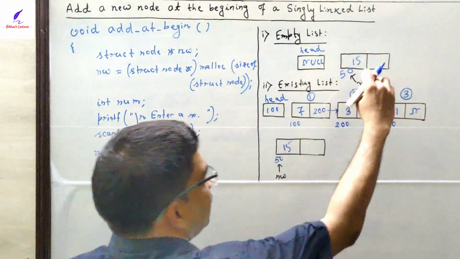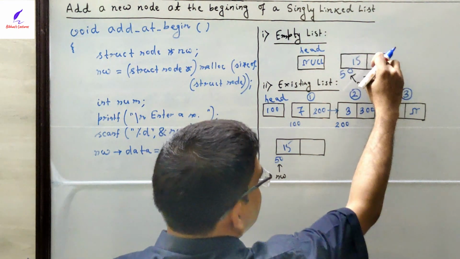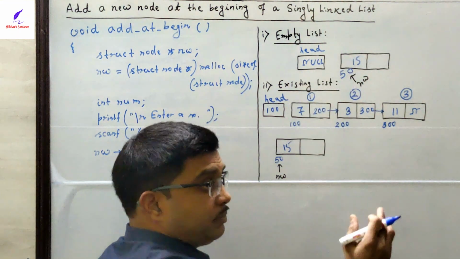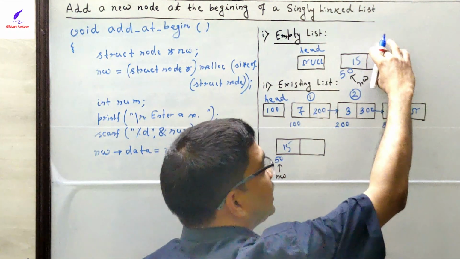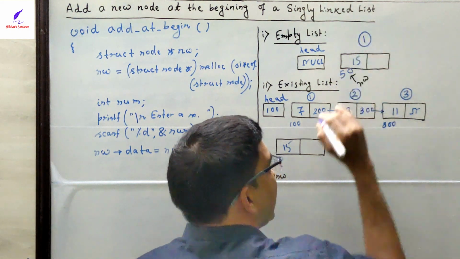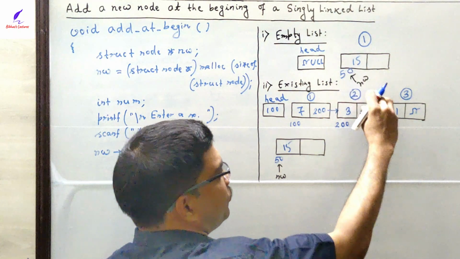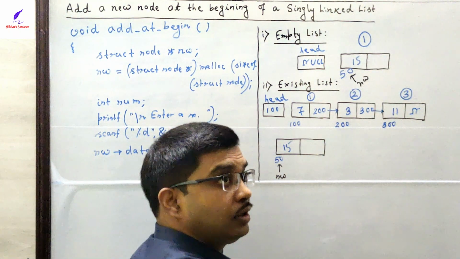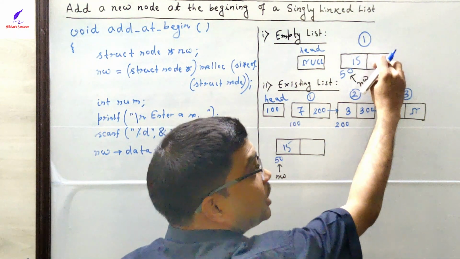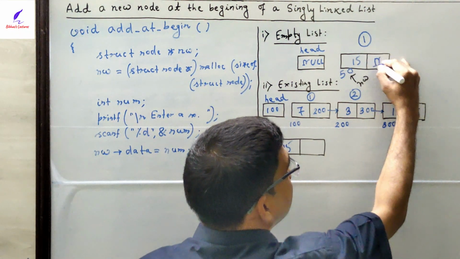Now check the empty list case. Here, since the list was empty, the node that we are placing here will be the first node, because we are adding at the beginning, and since this is the only node that we have created so far, it will be the last node also. Last node means the next part will be null. So you have to store a null here in the case of an empty list.